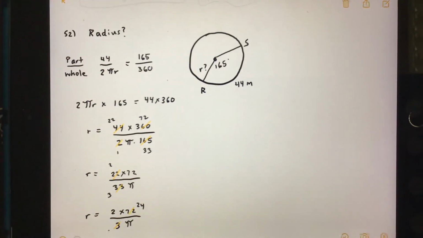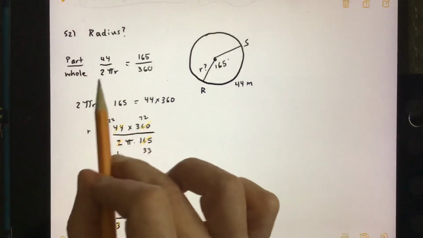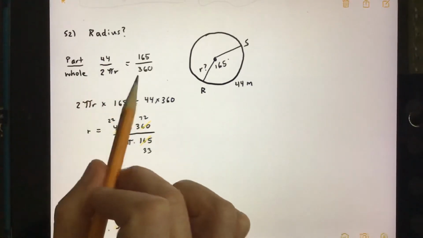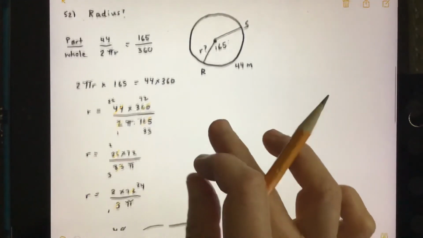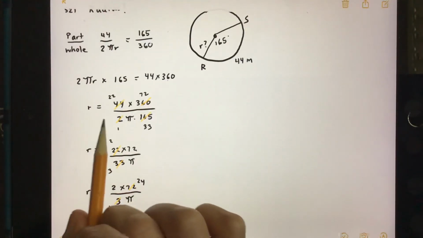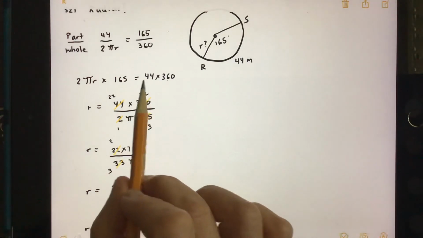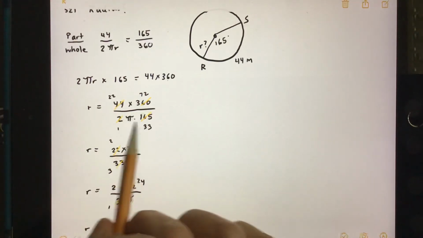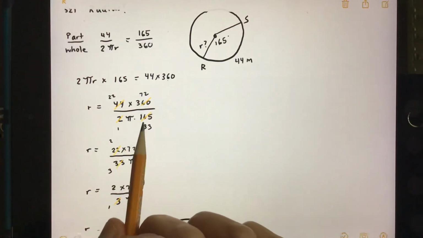Right, so we have our proportion set up. Using cross products, that will give me 2 pi r times 165. That's this diagonal. That's the product of this diagonal, and then the product of this diagonal will be 44 times 360. So at that point, if I want, I can say r is equal to, in my calculator, 44 times 360, that's this, divided by 2 times pi times 165. That's what's on the bottom here. So that gets r by itself, dividing both sides by 2 pi times 165.